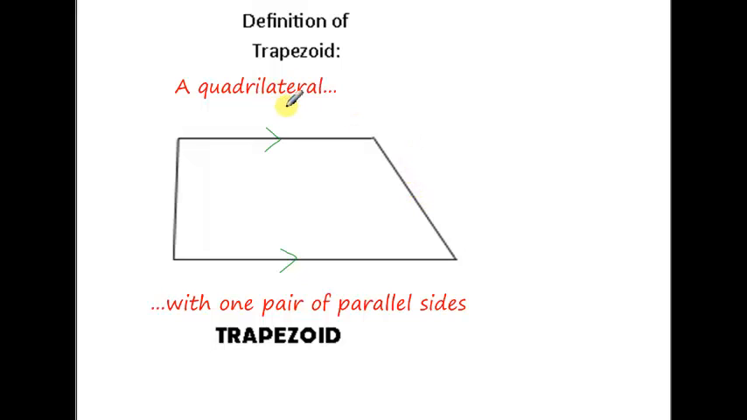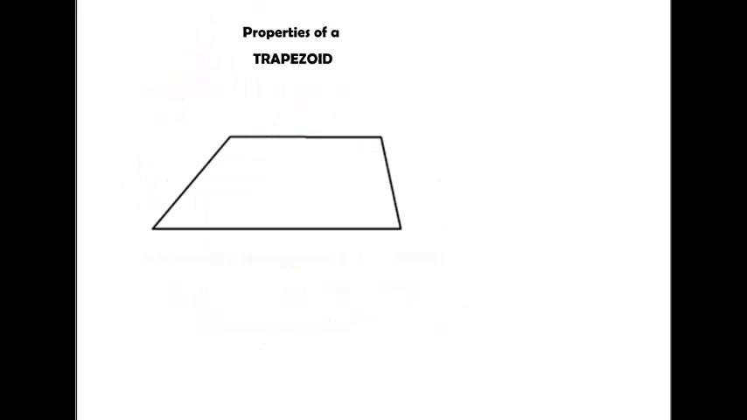What do we call the sides that are parallel? We call those the bases. So I've got two bases, a long base and a short base. There's always a long base and a short base. These other two sides, those guys are called the legs. So two legs, two bases. Bases are parallel. Now, properties a trapezoid has.